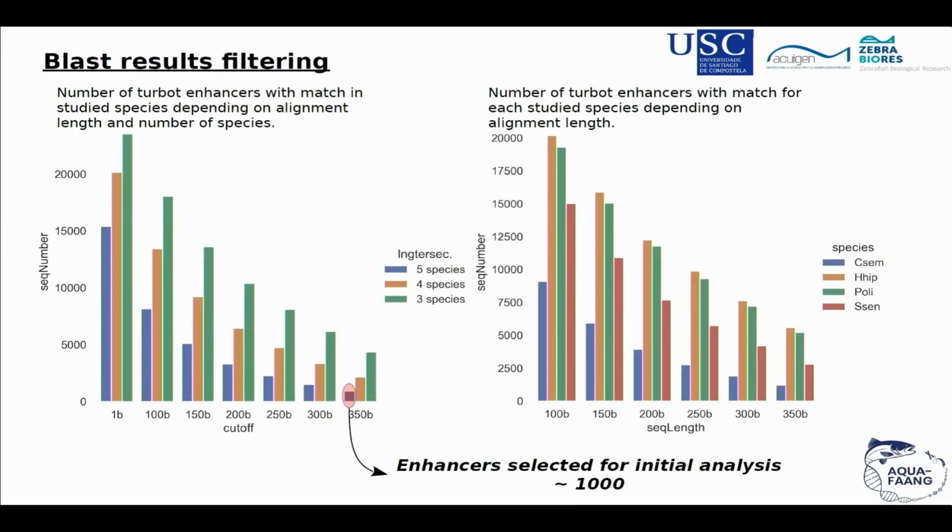Initially, as a first approach, we analyzed the most stringent filter, which is those alignments that were 350 bases and that were shared by the 5 species selected for the study. This comprised about 1,000 enhancers in each species.